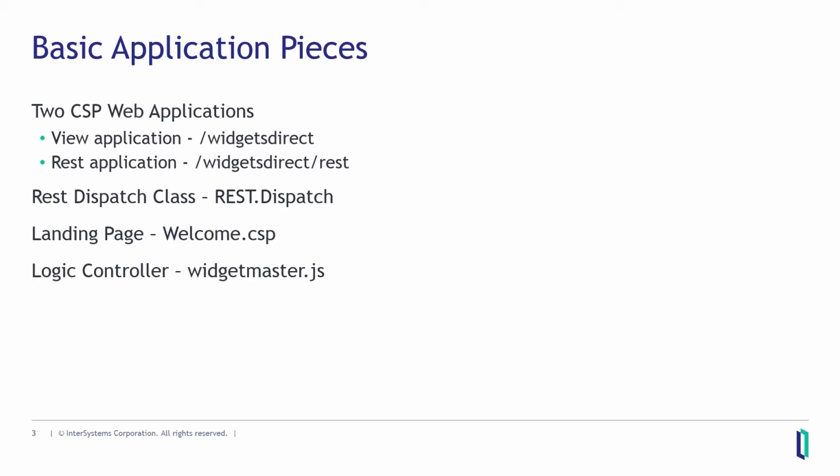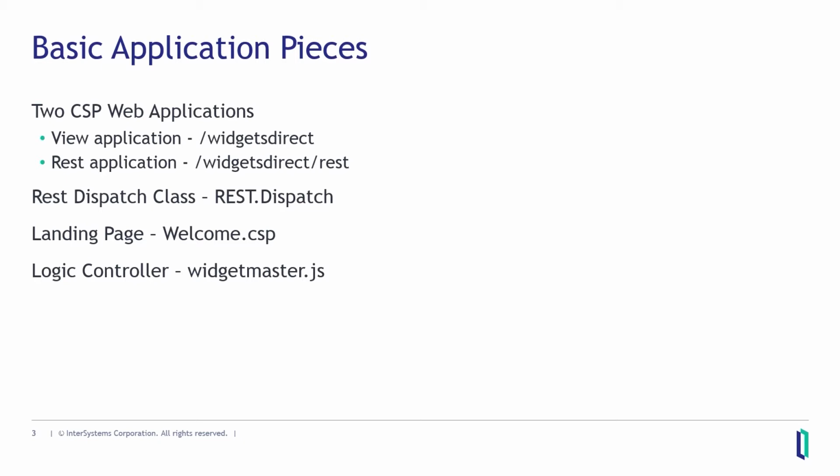So I'm going to skip past Hello World and jump to a first working example. For this project, we are the web developer of the Widgets Direct company, and we're a leader in selling all sorts of widgets. We've been tasked with building a new website, and we're going to use Angular and Material to do this. So the pieces you need to get started are two CSP web applications.